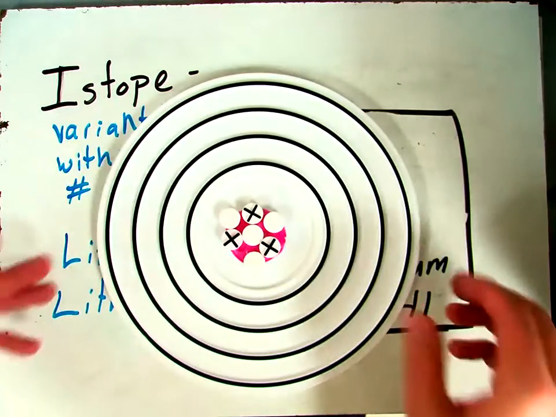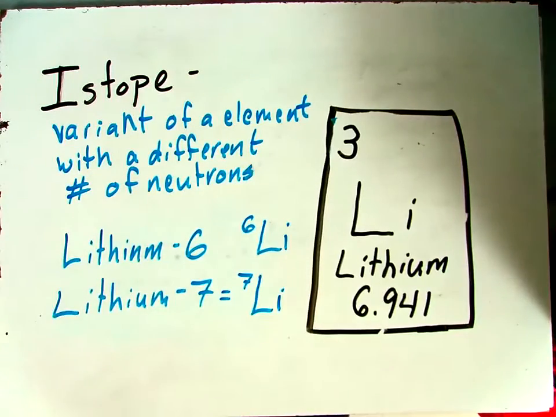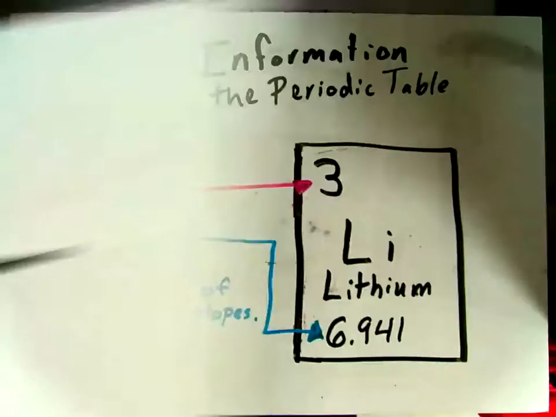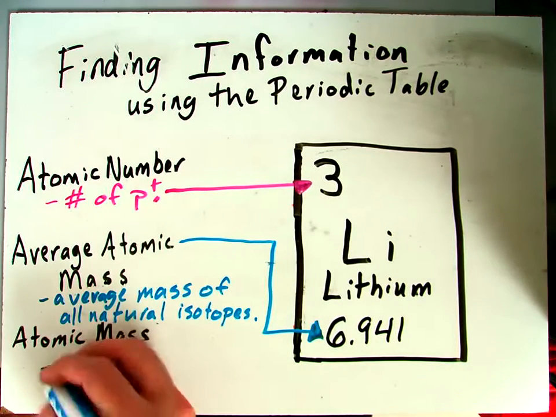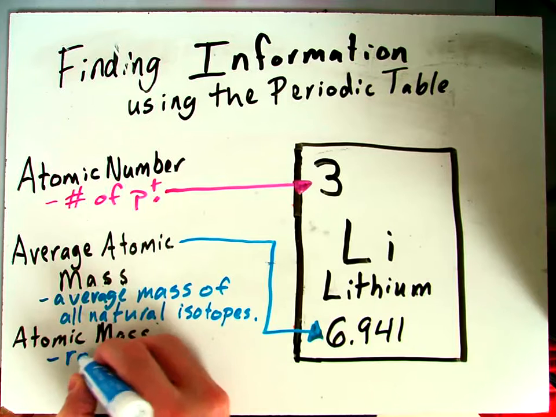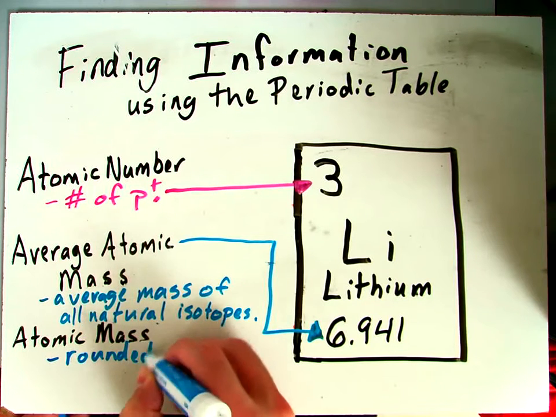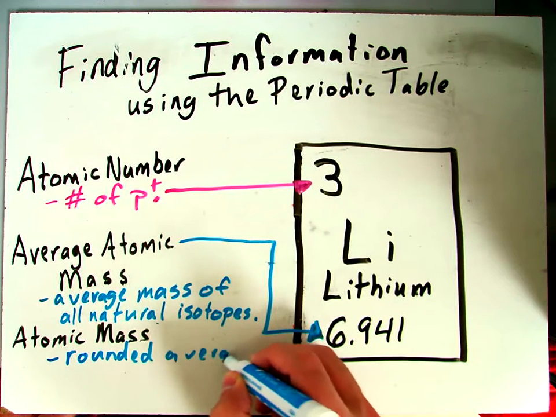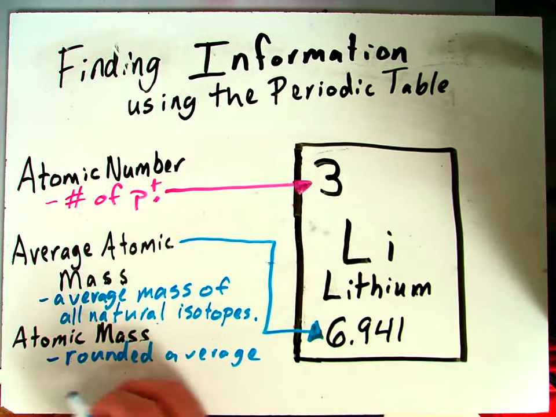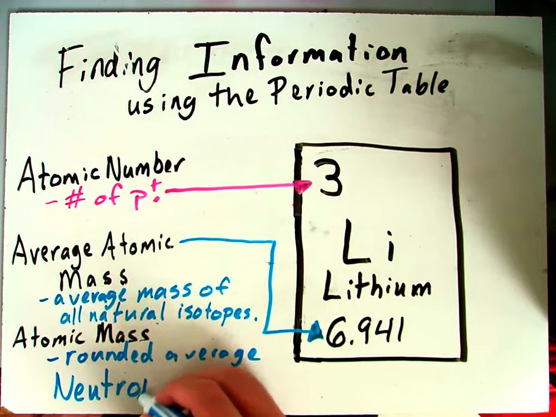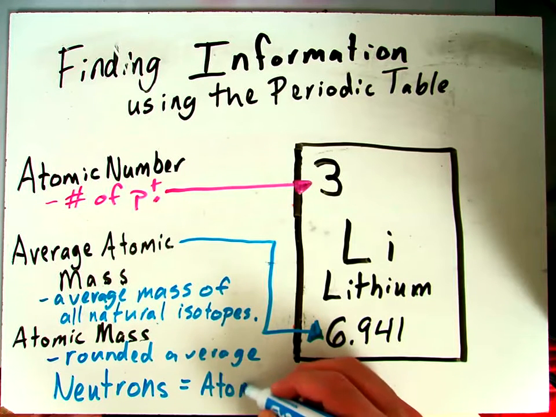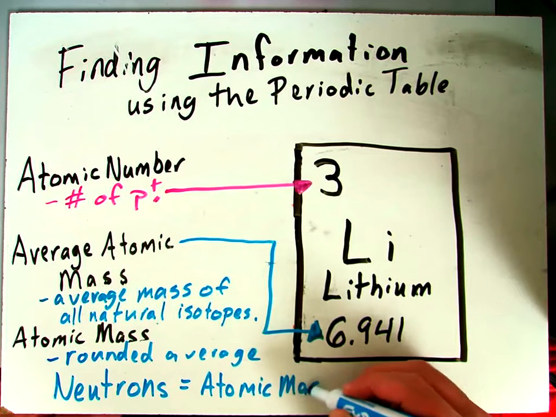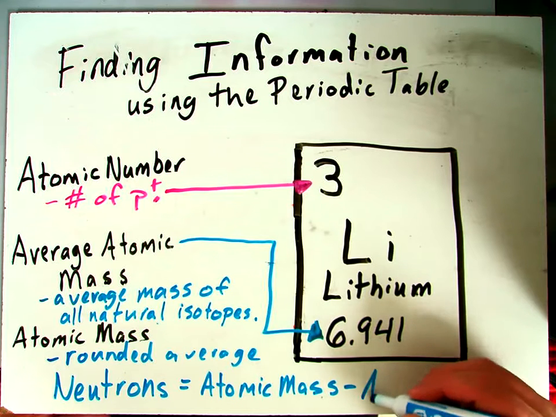Okay, dokes? So going back then, when we talk about the atomic mass, this is going to be the rounded average. And then using this, we can do the number of neutrons is equal to the atomic mass minus the atomic number.